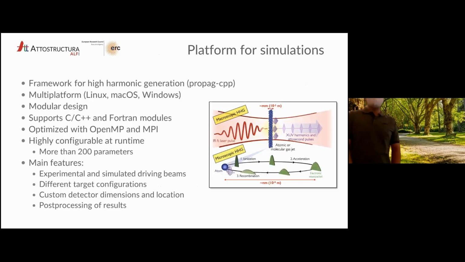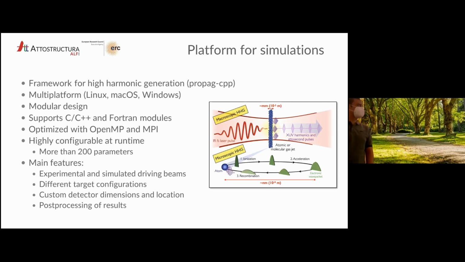And with this theoretical background, we have implemented a software framework for high harmonic generation that is multi-platform. We can use it in Linux, MacOS, and Windows. And it has a modular design that supports C, C++, and Fortran modules. That means that we can have different implementations for all steps of the whole simulation. So we can have different implementations for the propagation of the laser field, for the microscopic high harmonic generation, and also for the propagation of harmonics.